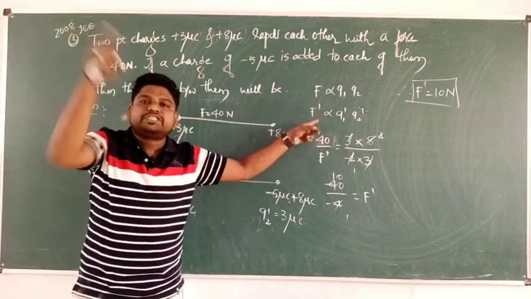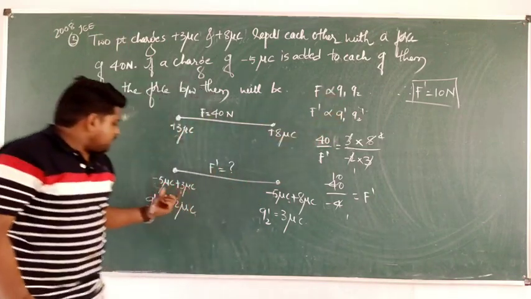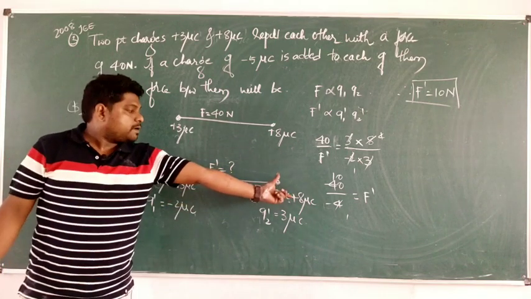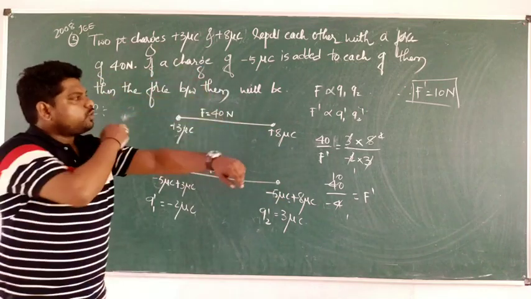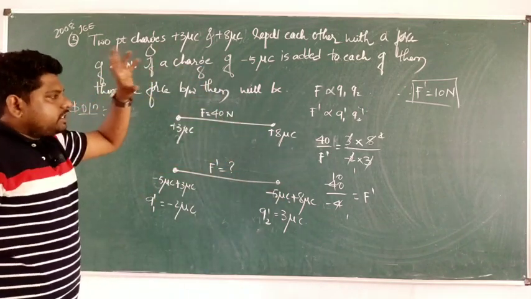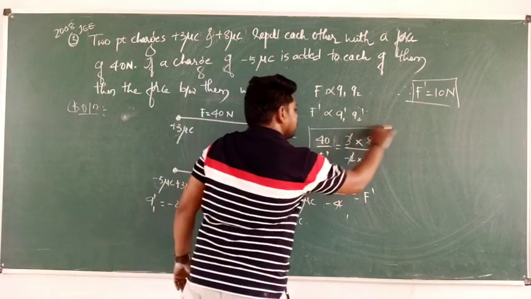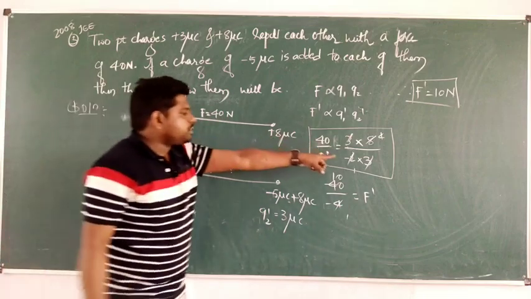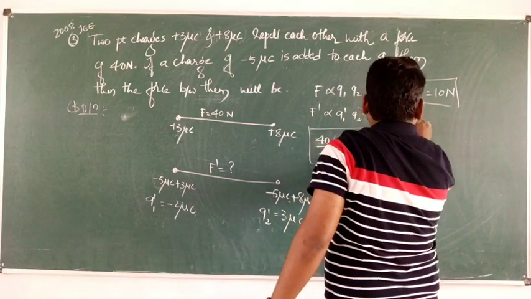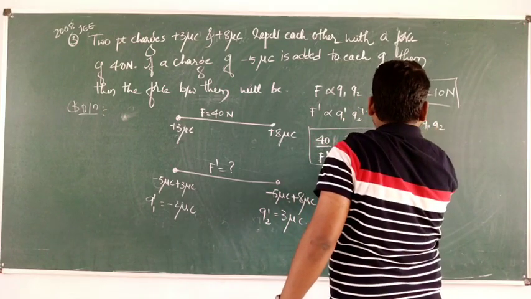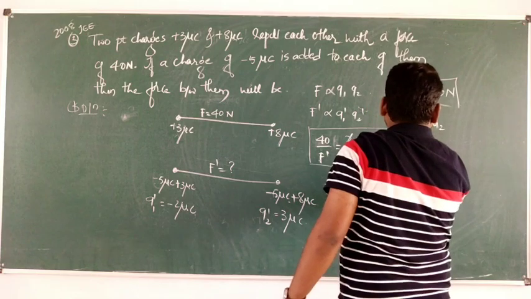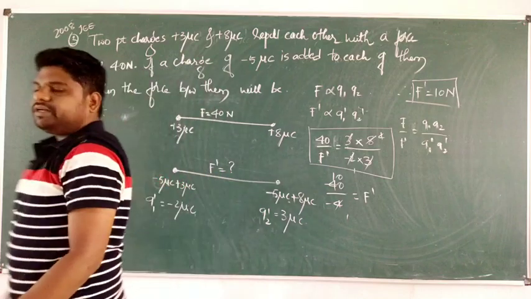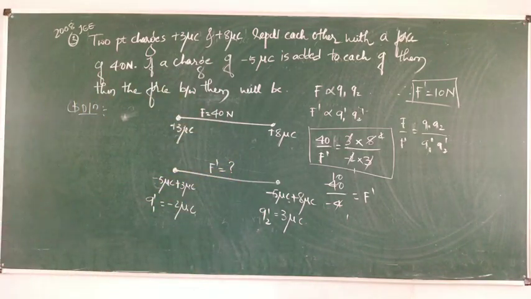The new force which came into existence after adding this minus 5 microcoulomb charge to plus 3 microcoulomb of charge as well as plus 8 microcoulombs of charge. So the hint of the question, or the trick you are going to use here, is this. If you have not understood this, I will make it pretty much simpler here. Go like this. F divided by F dash equals Q1 Q2 divided by Q1 dash Q2 dash. Fine. Write this.